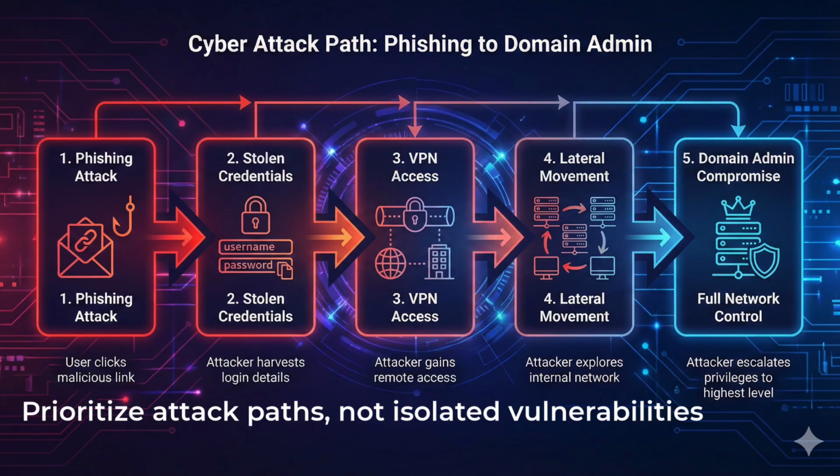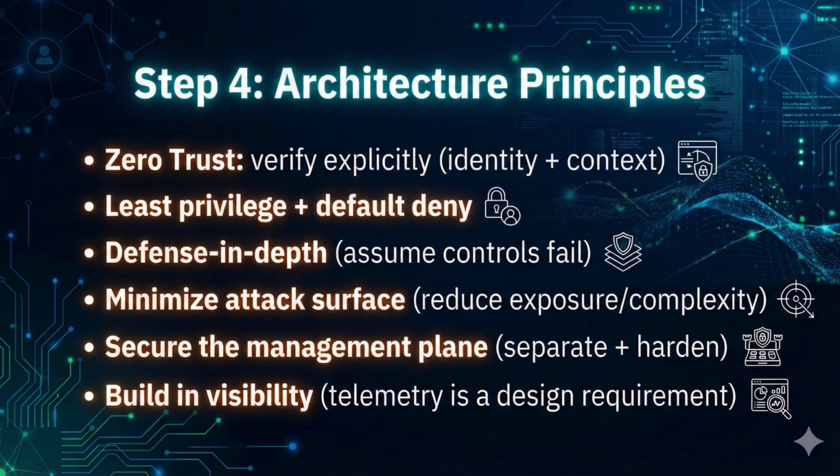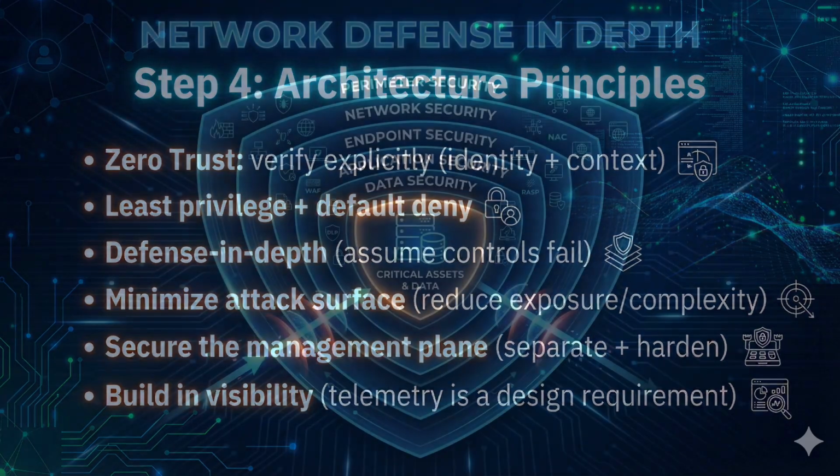Now we're ready to design with purpose. Before we pick tools, we anchor the design on principles. First is zero trust thinking. Don't assume anything is trusted just because it's inside the network. Verify explicitly using strong identity, device health, and context. Second is least privilege and default deny. Only allow the flows that your requirements demand and deny everything else by default.